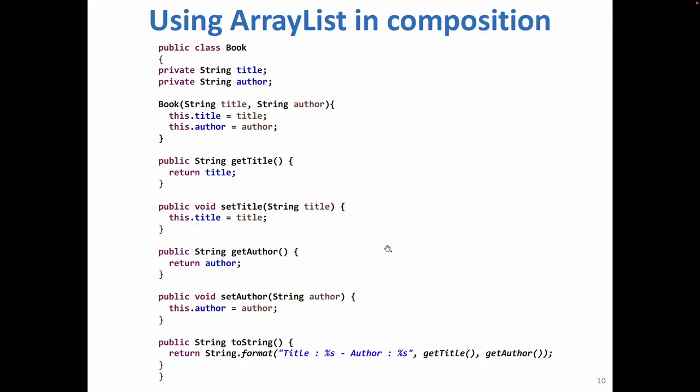I'll just go over the code. This is very intuitive, very straightforward based on what we have seen. We have this book object in which we have title and author, we have this constructor, we have getters and setters for the title, getters and setters for the author, and a toString function for the class. So it is a very regular book object.